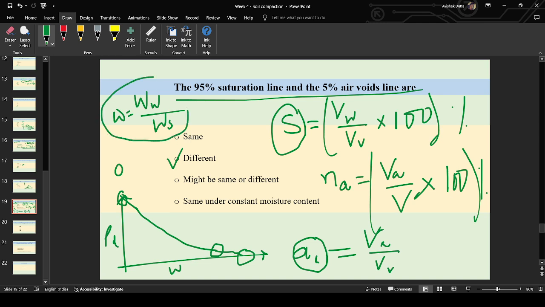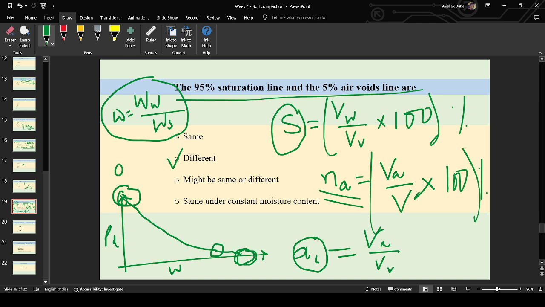Theoretically, yes, sir, dry soil. So suppose I have drawn this line, which represents the percentage air voids. Sorry, suppose the saturation line goes and touches over here. It means the moisture content is 0, which means the volume of water is also 0. And if it touches this one, is it theoretically possible for dry density to equal 0?